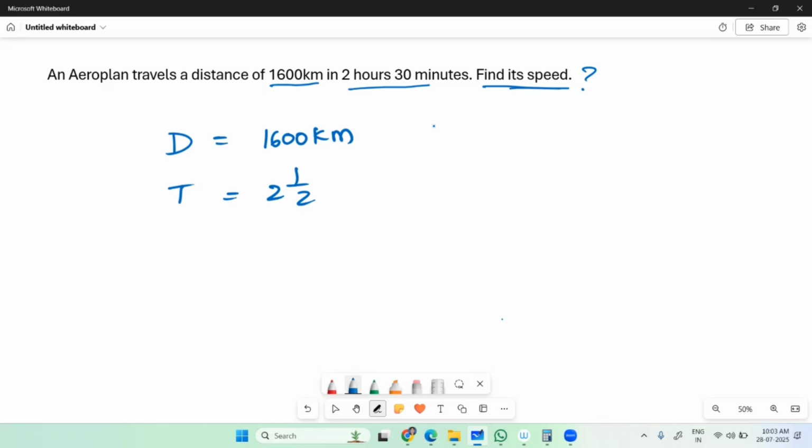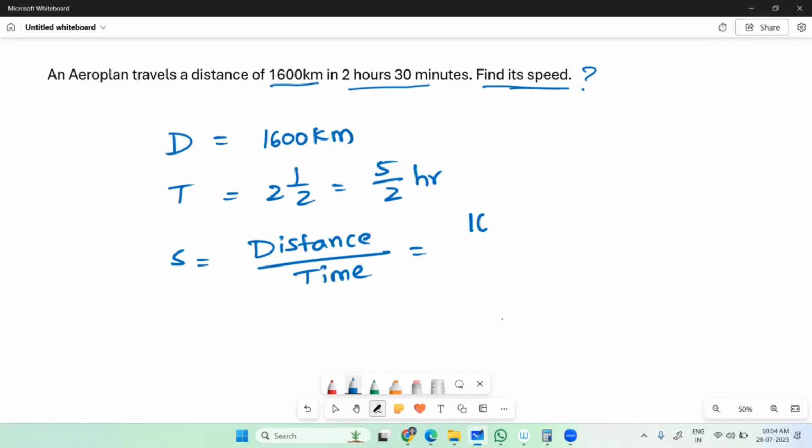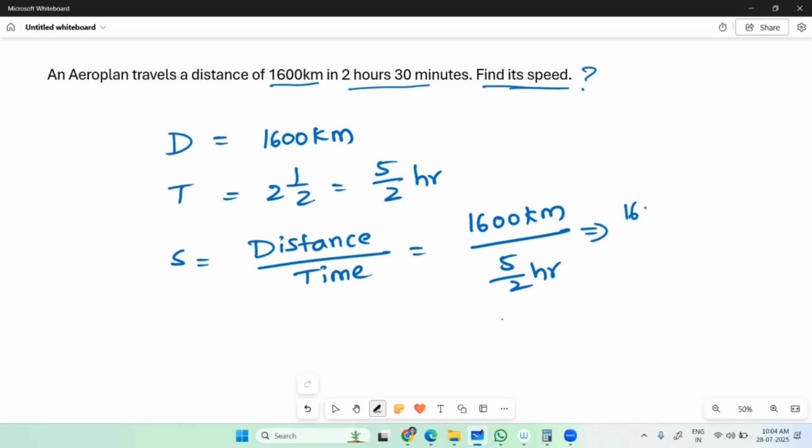Time taken is 2 hours 30 minutes, which we can write as 2.5 hours, which is nothing but 2 plus 1 by 2, that is 5 by 2 hours. Now speed we have to find out. Speed means distance by time. Distance is 1600 kilometers. Time is 5 by 2 hours. Now 5 by 2 is in the denominator, so we can reciprocal it by converting into multiplication. So 1600 times 2 over 5.